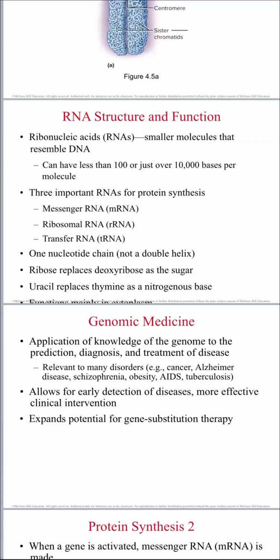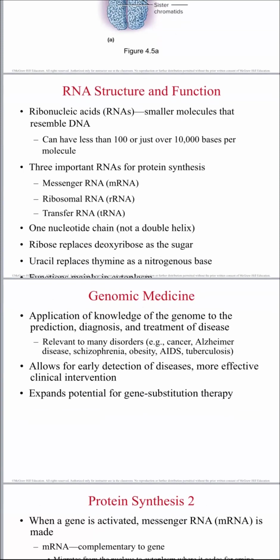RNA, ribonucleic acid, is a smaller molecule, but resembles DNA. It can have less than 100 and just over 10,000 bases per molecule. Now, remember, double-stranded DNA might have billions of bases. We're talking about 10,000 at most. There are three types of RNA. There's only one type of DNA. The three types are messenger RNA, ribosomal RNA, and transfer RNA. All play a huge role in how we make proteins.